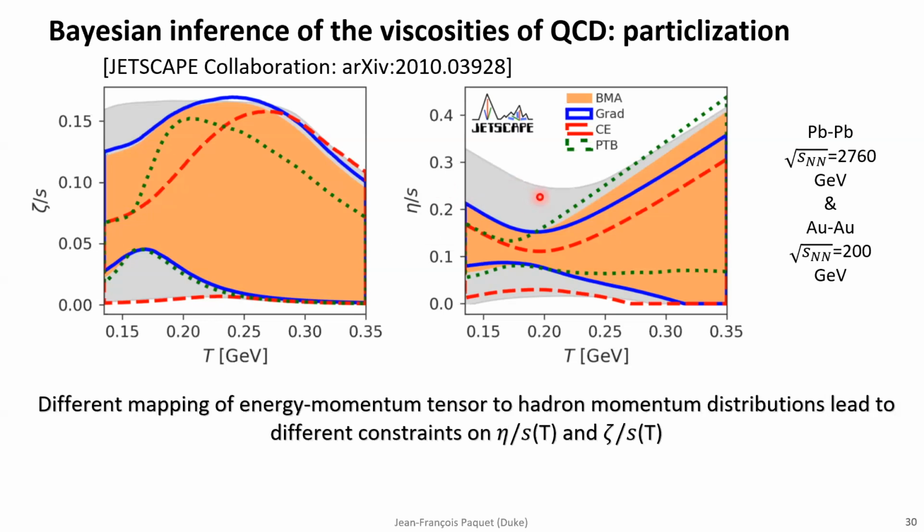So what you see here is that your prior and your posterior, the gray is the prior and all the other ones are posteriors. They're very similar to the prior. So at high temperature, you're not learning so much about the shear or the bulk viscosity. It's only at lower temperature that you are. And I'll come back to this. We have a nice plot of this in a few slides.